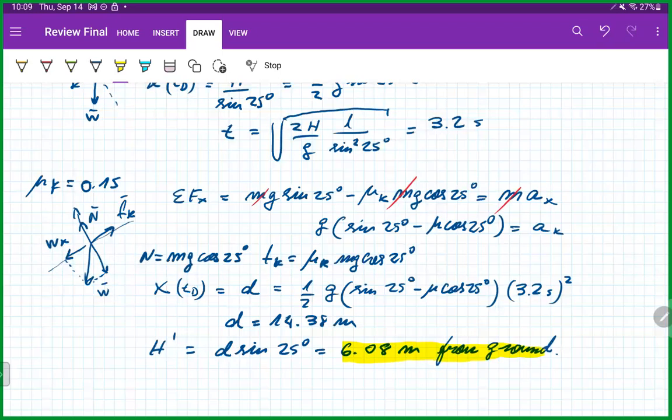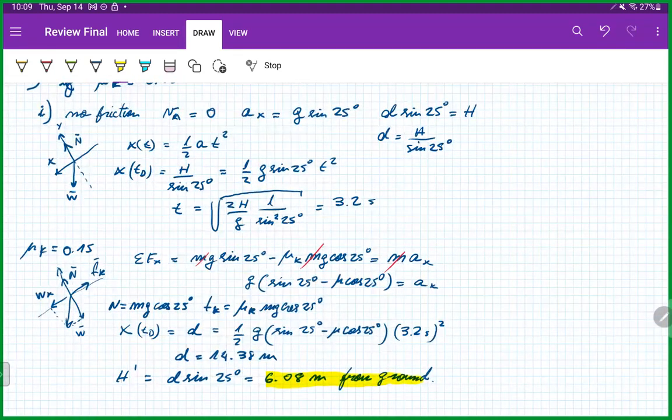All right. Questions about this one? So it is clear what we've done here. We calculated the time it would take to get to the ground at point D with no friction at all. That's 3.2 seconds. And then we've calculated the function that defines the position as if it has friction, which is this one that we have here. And then we calculated the distance that it would need to cover in those 3.2 seconds, and that distance is 14.38. And then we calculated the height with that distance along the ramp, which is 6.08.